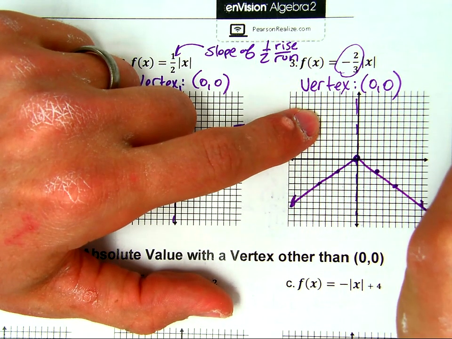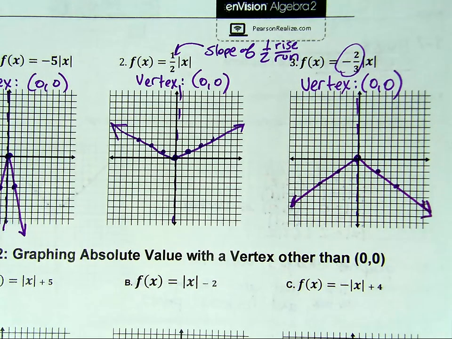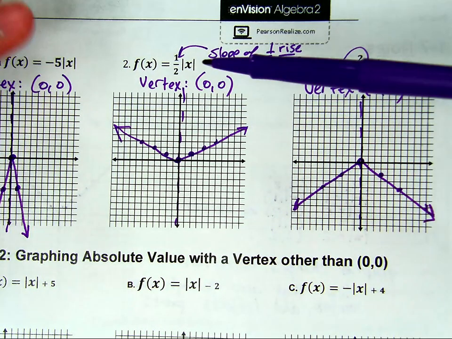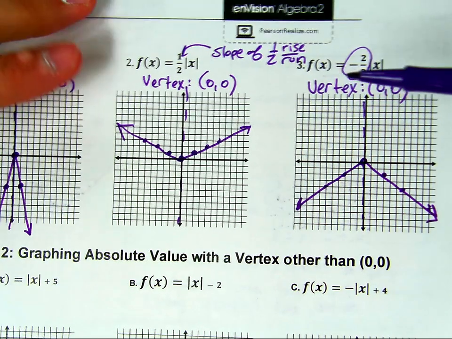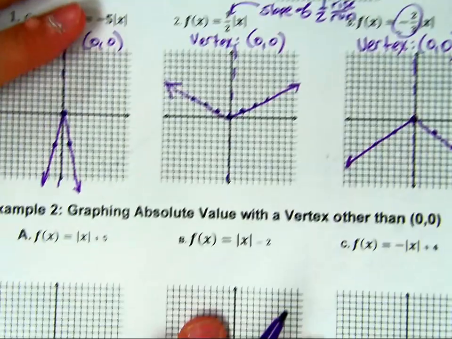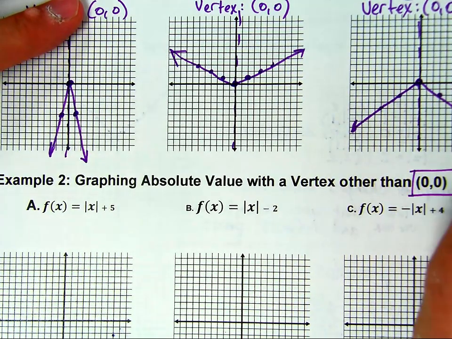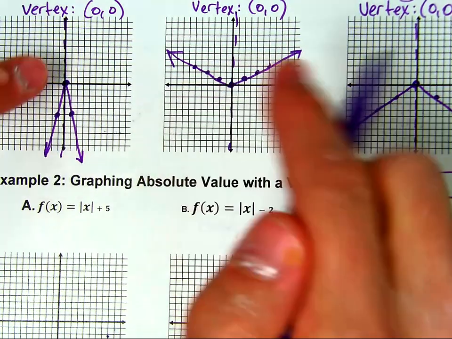Okay, and there's your graph for negative 2/3 of the absolute value of x. All right, so that is what happens if we are flipping the graph, stretching it, or compressing it. Next, we're going to take a look at what happens when we have an absolute value with a vertex other than (0, 0). Everything right now, we've always started at (0, 0).